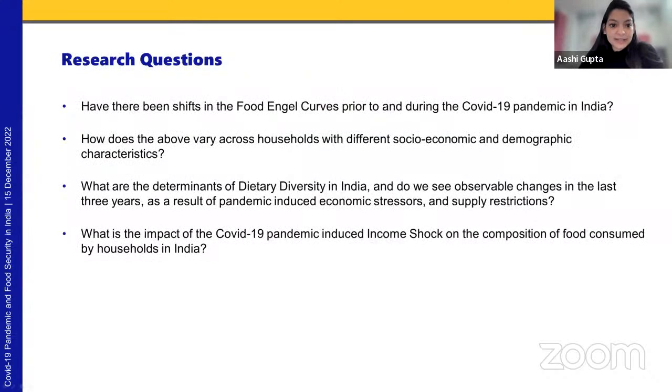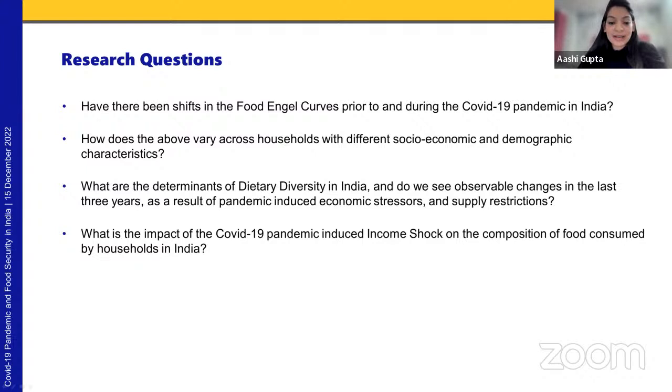Next slide, please. So our study can broadly be classified into 4 research questions. And through these, we aim to understand the determinants of food consumption patterns in rural and urban Indian households and the impact of an unanticipated shock such as the COVID-19 pandemic on the same.